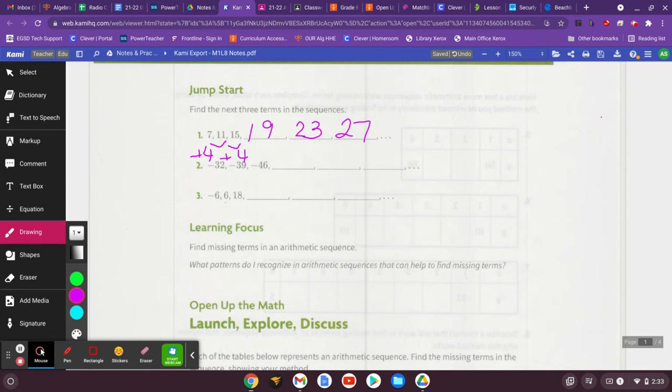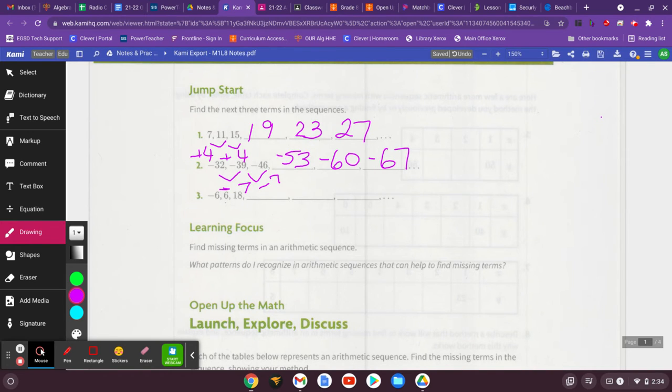All right, number 2. I'm going farther into the negatives, so I'm probably going to subtract. 32 to 39 is a 7, so that's a minus 7. 39 to 46 is also a 7, so it's a minus 7. If I go 7 deeper past 46, I'm at negative 53. Another 7 is negative 60. Another 7, negative 67.